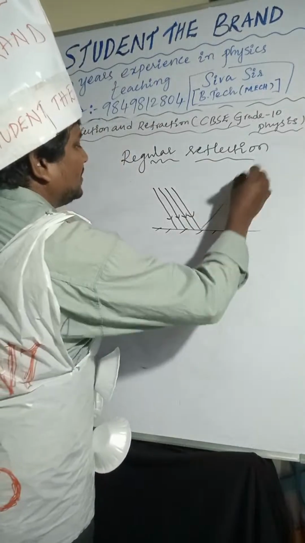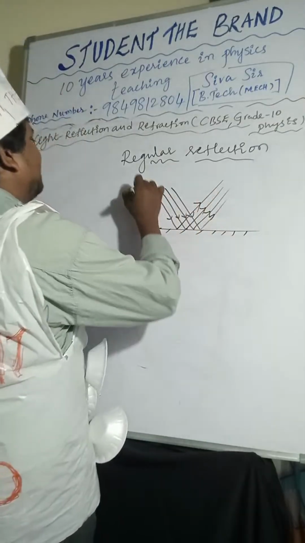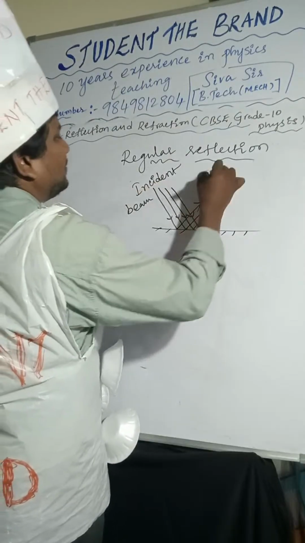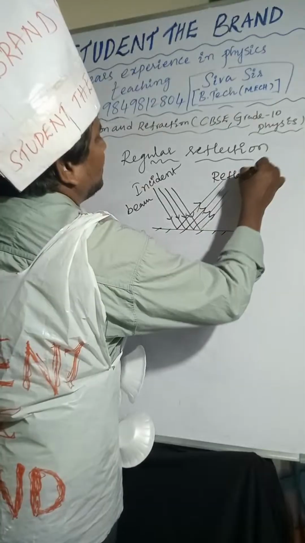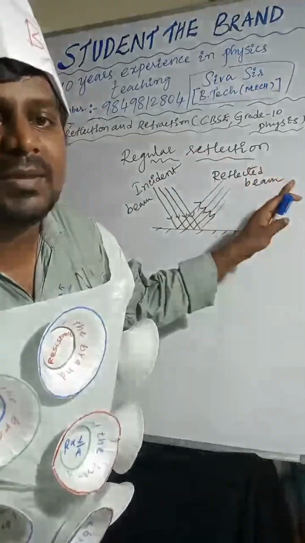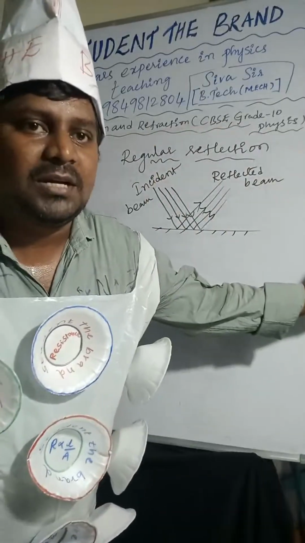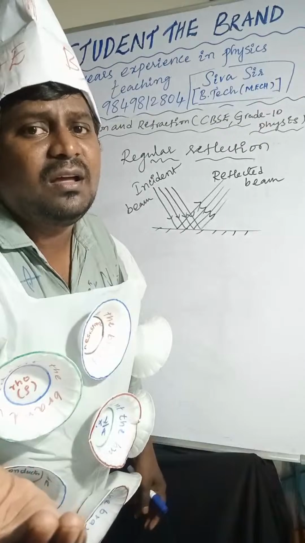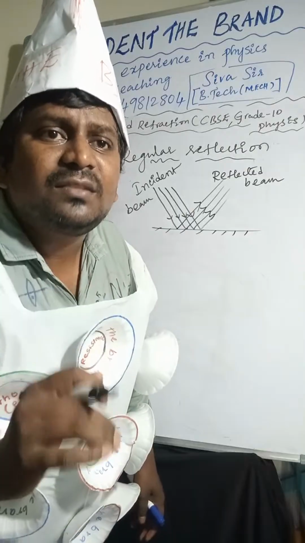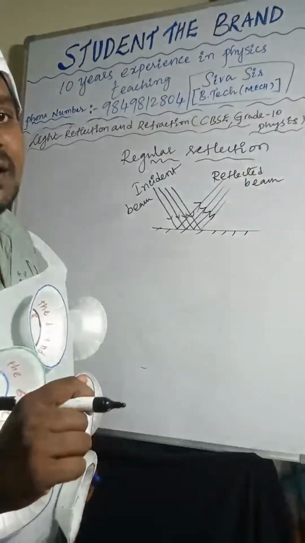If you take the incident rays like this, and the reflected rays like this, these are the incident parallel beam and this is the reflected beam. The incident beam is parallel and the reflected beam is also parallel. This type of reflection is called regular reflection. Are you understanding? Okay, then come to the next one.